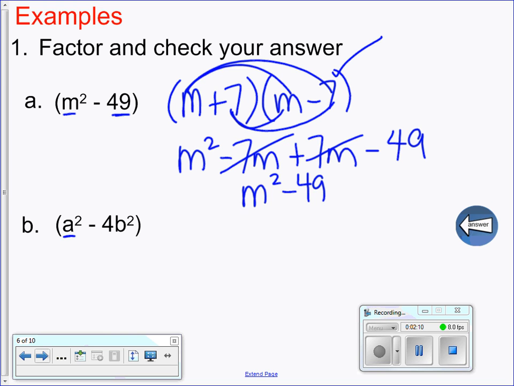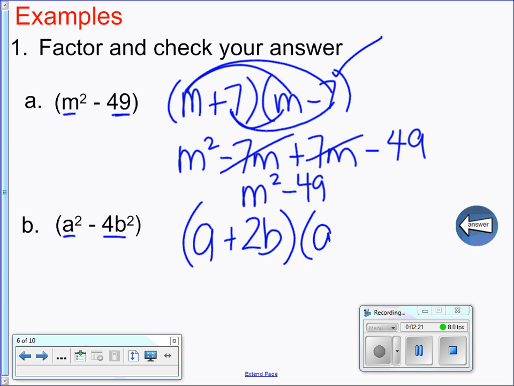All right, second one. A squared, perfect square. 4b squared is also a perfect square. So it would be a plus 2b and a minus 2b.